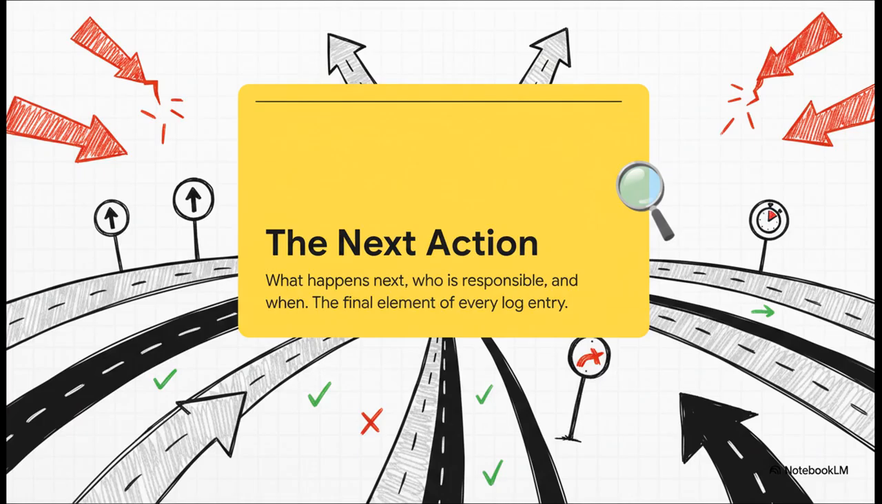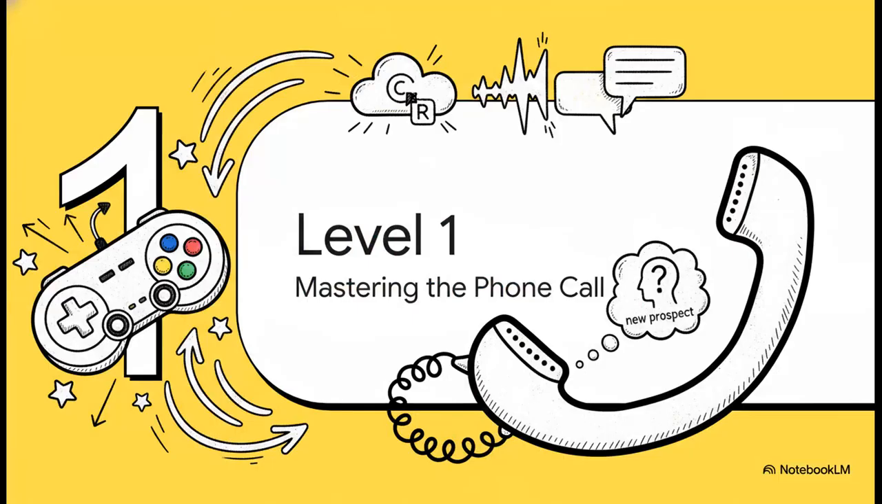Every single log, no matter what the interaction was, must end with a clear next action, like who is doing what and by when. Without the specific clarity, things just fall through the cracks. A log that ends without a next action is basically an interaction that might not produce a result at all. It's a dead end, and we want highways here, not dead ends. Let's move to our first boss level of the week.